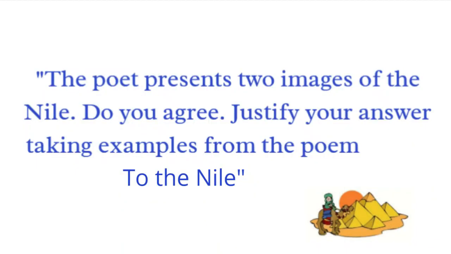Here we have the question. The poet presents two images of the Nile. Do you agree? Justify your answer taking examples from the poem To the Nile. When you answer this question, it is a must that you address both images presented by the writer. I will discuss these two images or perspectives in a moment. And don't forget to elaborate your points using examples to support your point, right?